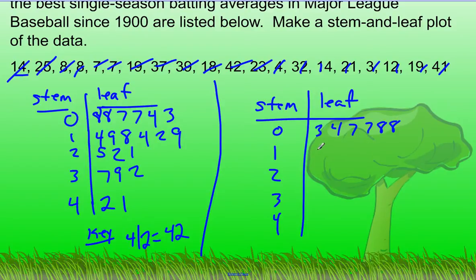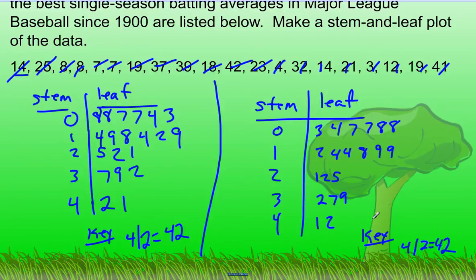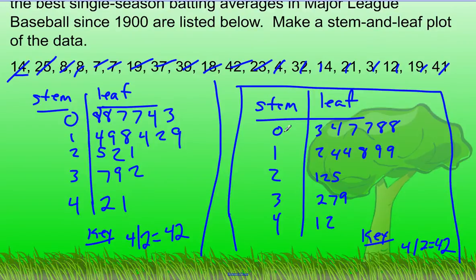Under the 1, I've got 2, 4, 4, 8, 9, 9, 1, 2, 5, 2, 7, 9, 1, 2, and we still need our key. So you could potentially jump straight to this ordered stem and leaf plot from the beginning, if as you're going through you find the smallest number, then the next smallest, and the next smallest. It can be a little time consuming that way, but it works.